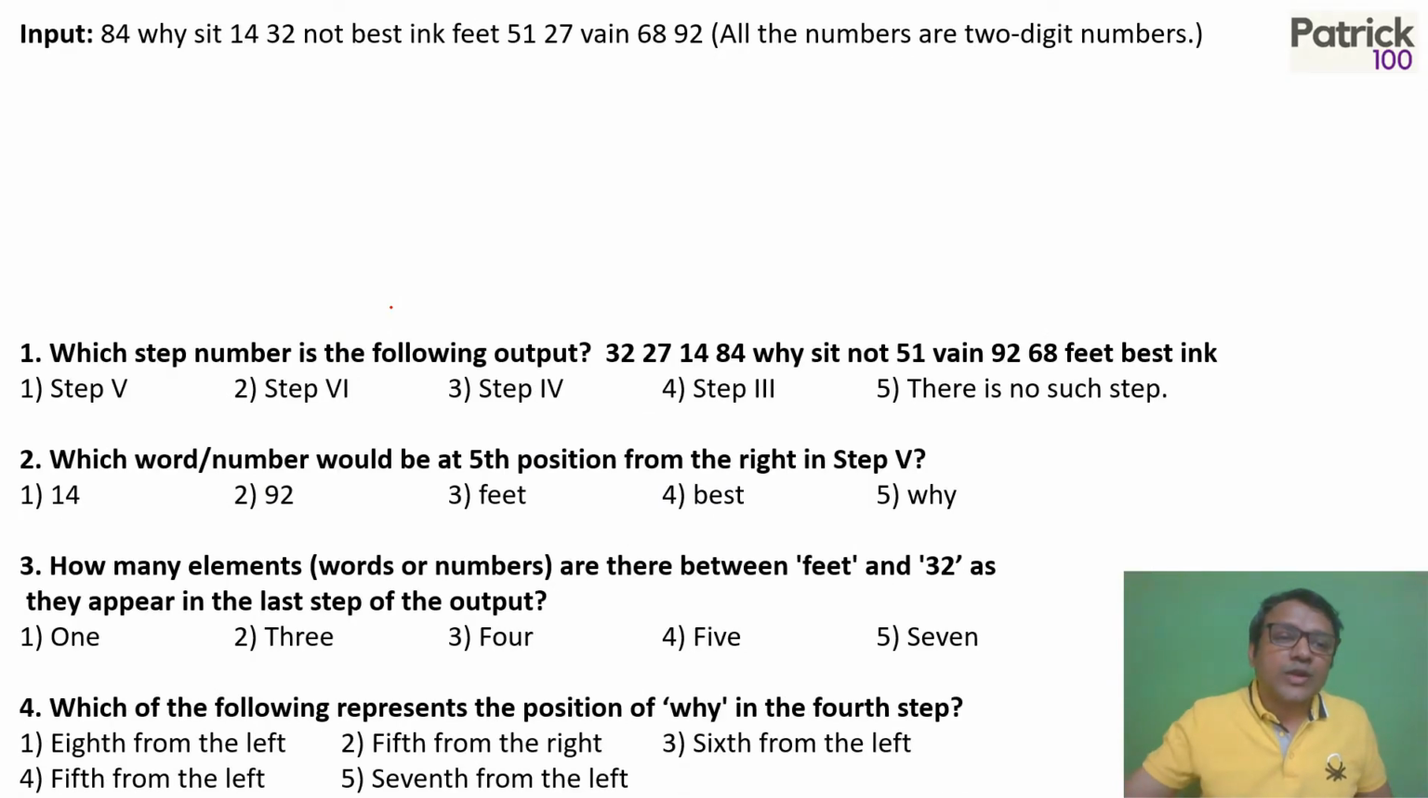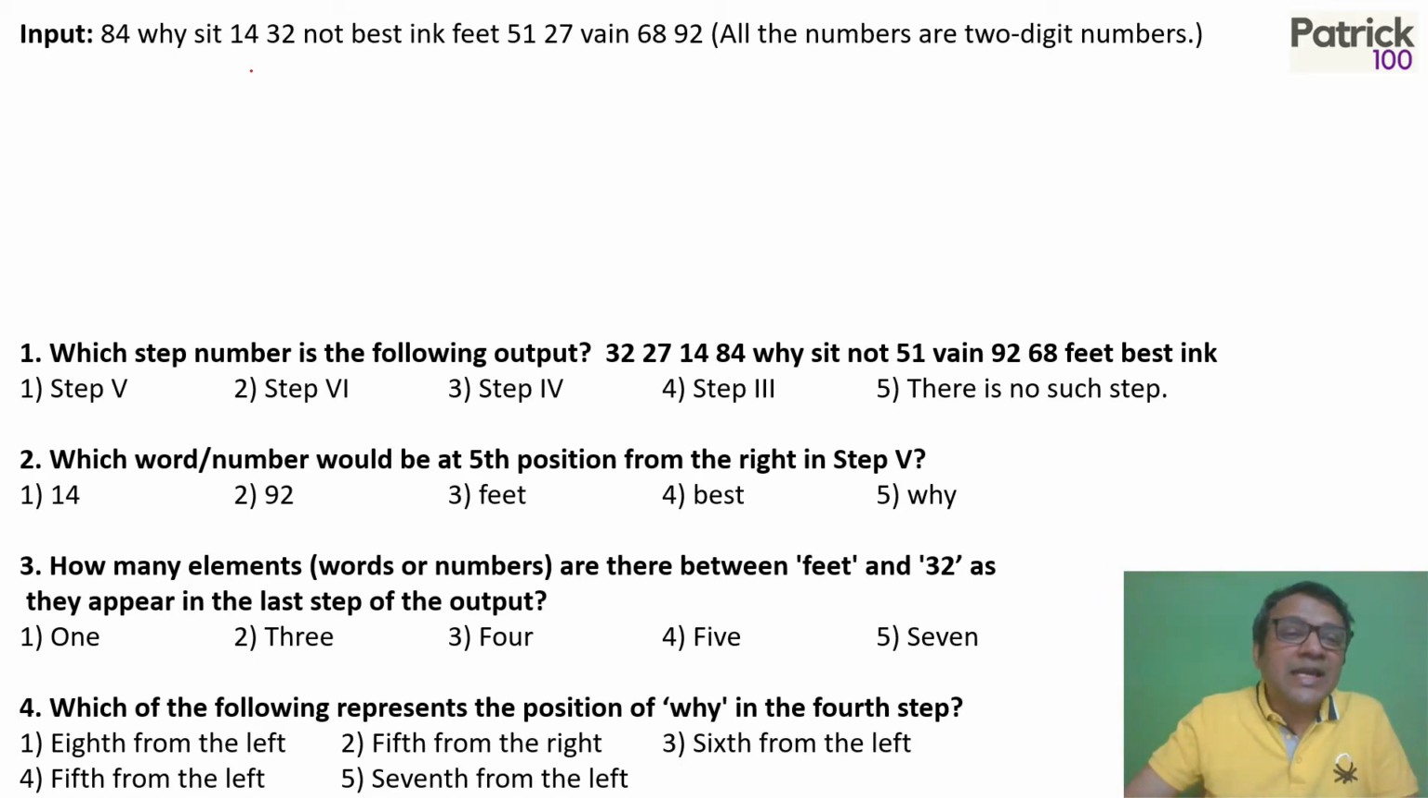Now, there are two ways of doing this. One is you actually write down all these steps and then try to get the answer, in which case you keep on writing all the steps. Or there's also a direct method where you don't have to write everything. You just try to make out in which step what will be arranged.